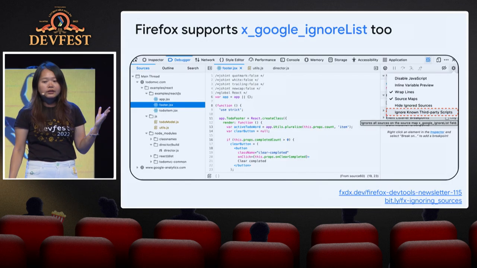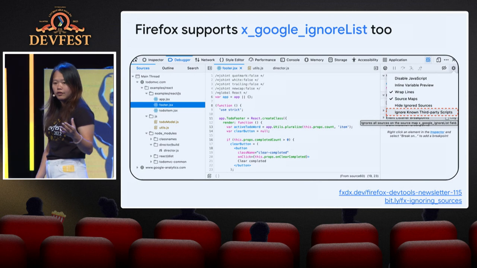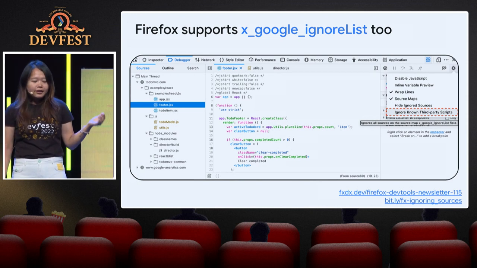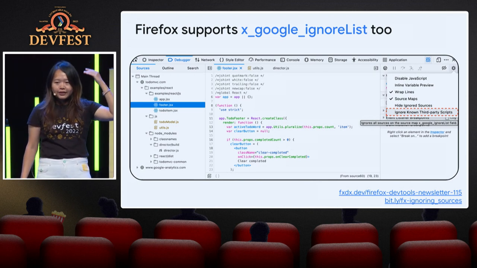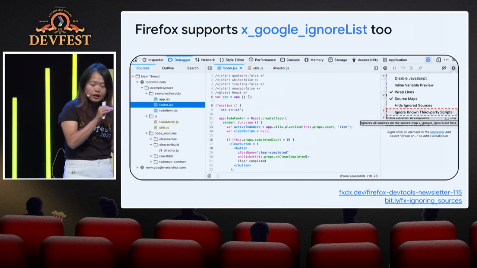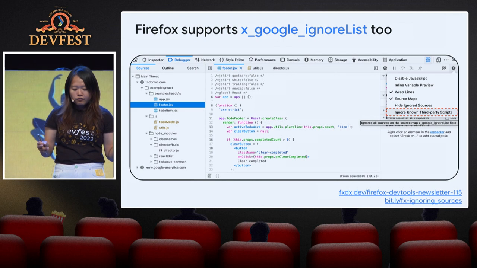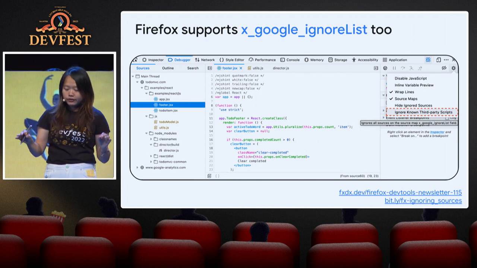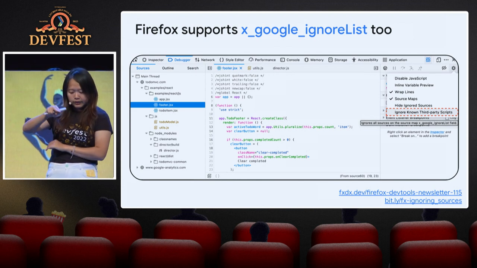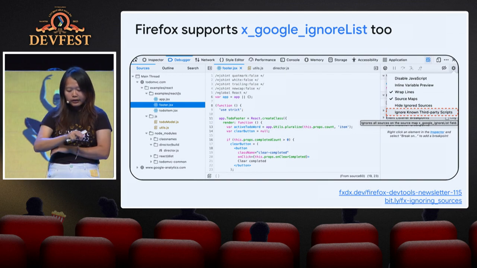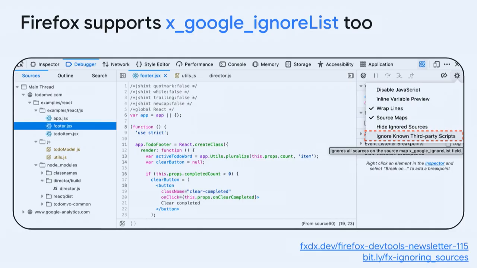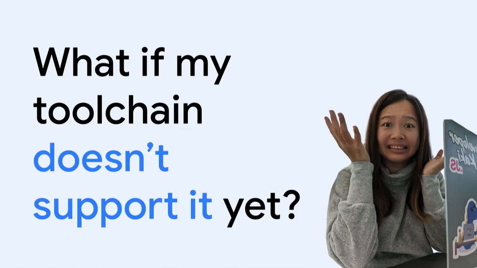Okay, and not just Chrome, Firefox supports it as well. It's a bit weird, you say x_google_ignoreList, right? So we started this, and then Firefox later thought that this is valuable, and you can configure that in Firefox as well. If you use Firefox, in the settings you can click on ignore known third-party scripts, and it will work as well. So it will skip all the stack frames that you do not care about.